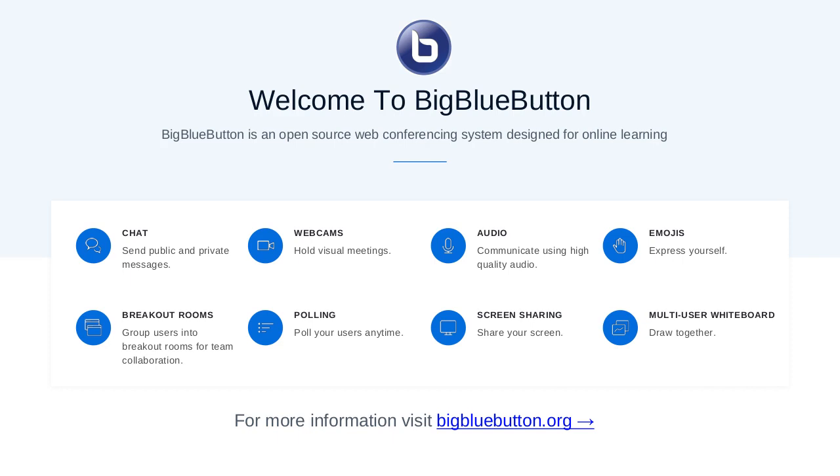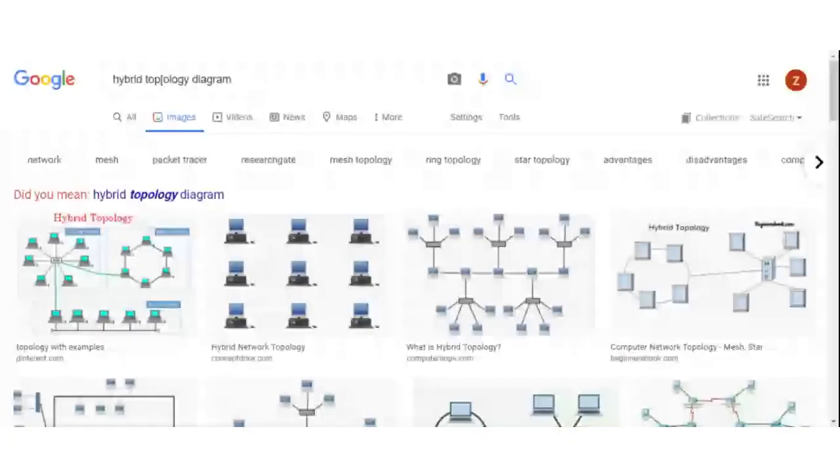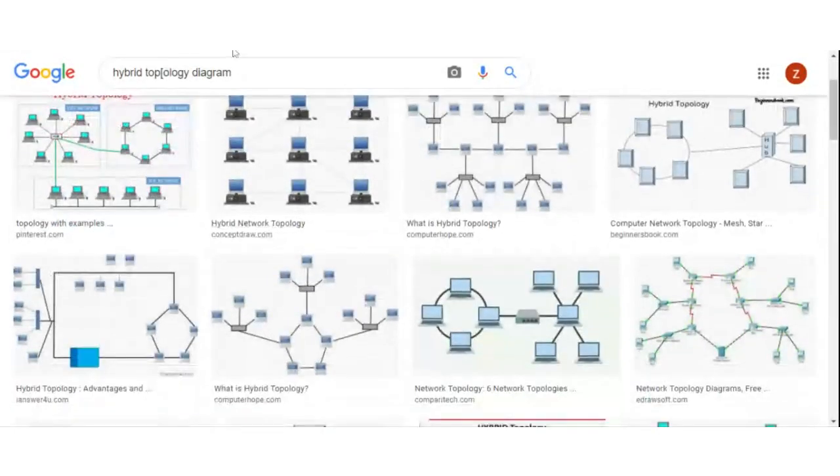Oh, that's the topology for the hybrid. For the hybrid, I said it entails a combination of two topologies. For example, let me show you my screen here. I have the diagram of a hybrid topology. Can you see this diagram on your screen?